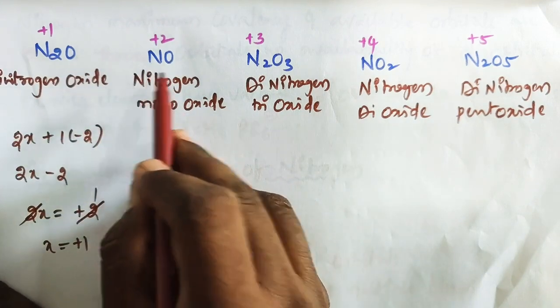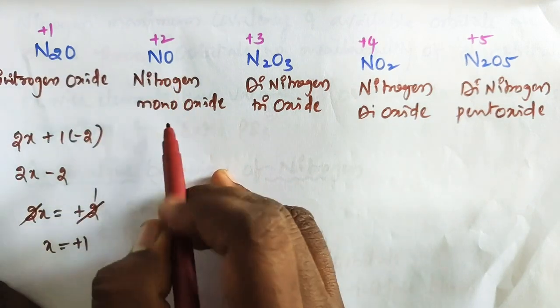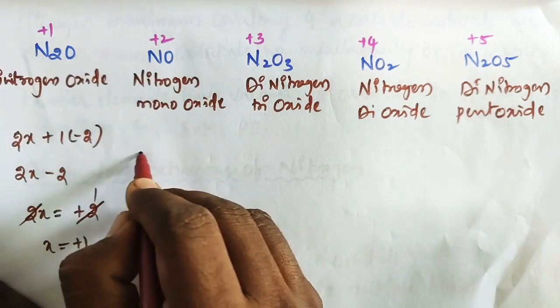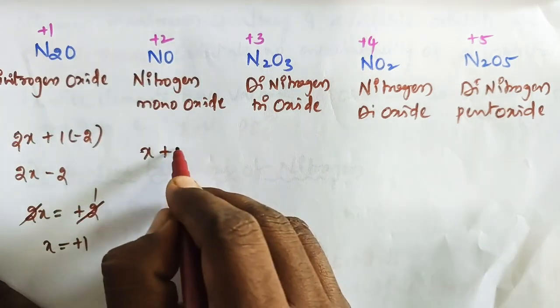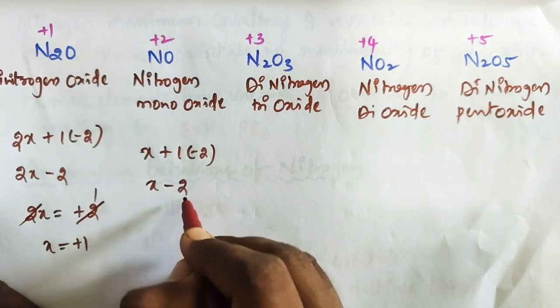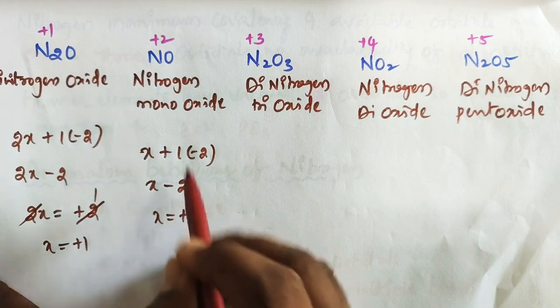And NO, nitrogen monoxide, in that nitrogen shows plus 2 oxidation state: x plus 1 into minus 2, x minus 2 = 0, x = plus 2 oxidation state.